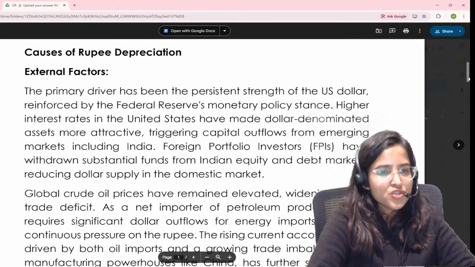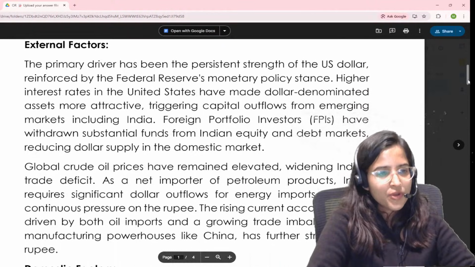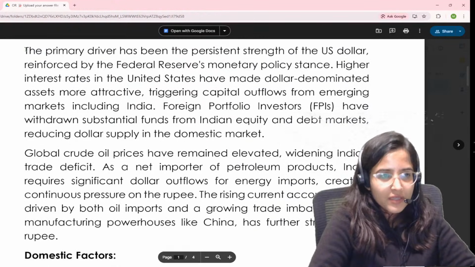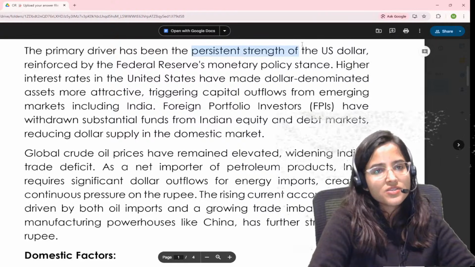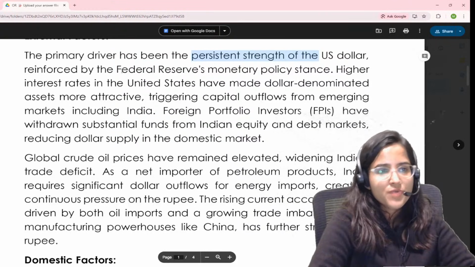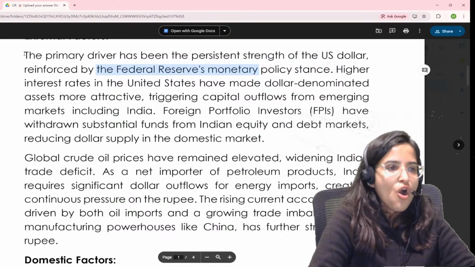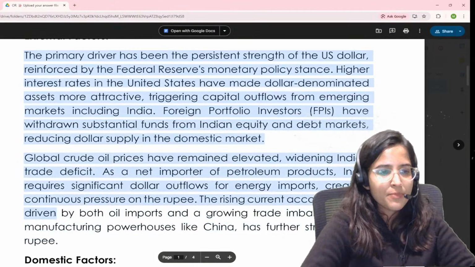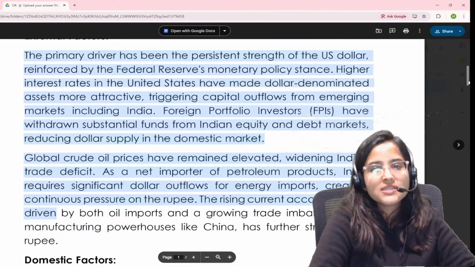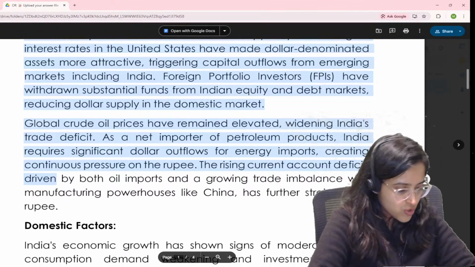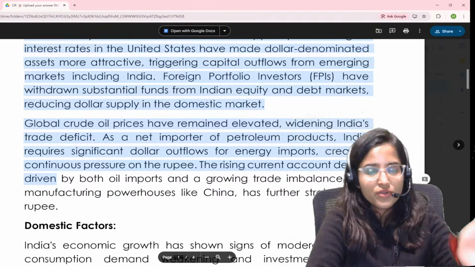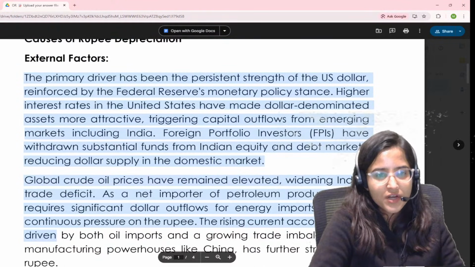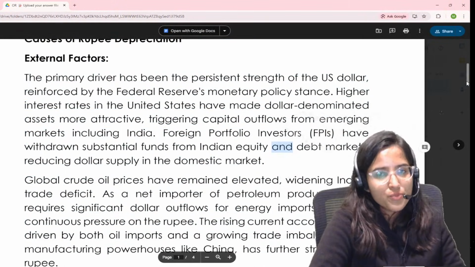Causes of rupee depreciation, you've mentioned some external factors, but you've written it in a paragraph manner. See, your points are fine. Primary driver has been persistent strength of US dollar, reinforced by Fed's monetary policy stance. All these points should be written in points, or you can say sub points. It will be easier for the examiner to go through. Right now it's paragraph, and I am also not wanting to read this because it's in paragraph. Even though you have written good points, that FPIs have withdrawn funds and all, if you write in bullet points, it will be better.